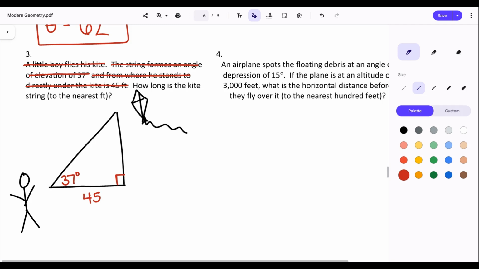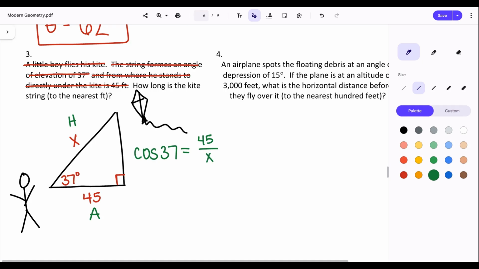Then it says, how long is the kite string? What side of the triangle would the string be on? Yeah, it'd be the hypotenuse, right? It'd be this side. Okay, so I'm going to go ahead and think about what sides I have now, all based off of the 37 degrees. So the 45 would be my what side? Good, adjacent, and the x would be, good, hypotenuse. So what function is this? Cosine. So we would do cosine of 37 is equal to 45 over x.